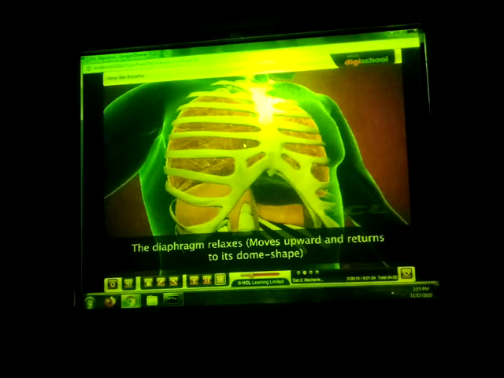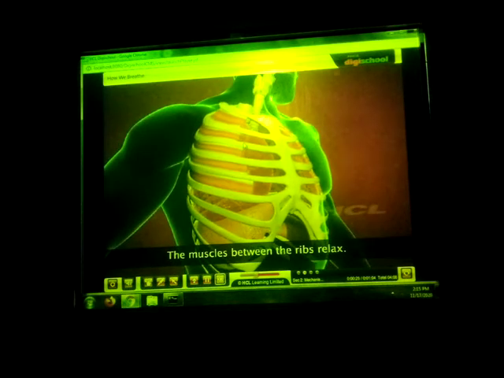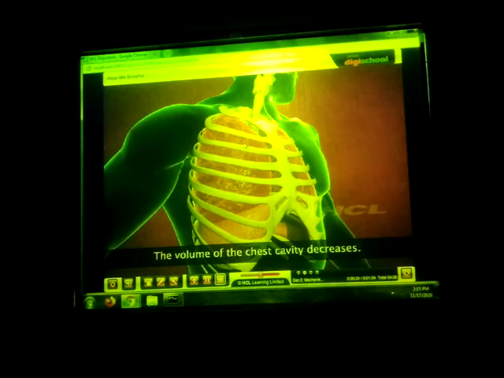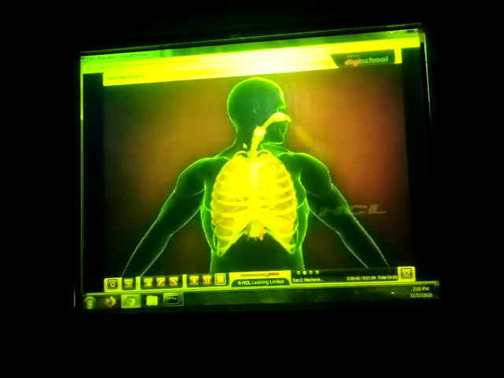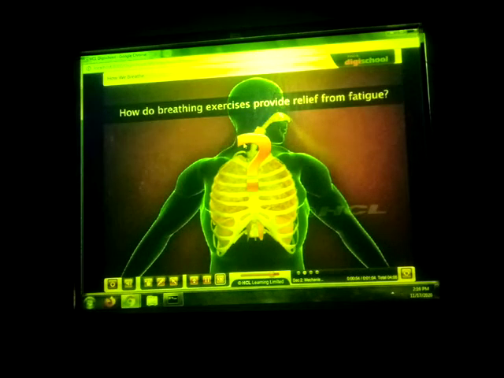Now, the muscles of the diaphragm relax and it returns to its dome shape. Simultaneously, the muscles present between the ribs relax, bringing the rib cage back to its original depressed position. These changes cause the volume of the thorax to decrease, which in turn causes the air pressure inside the thorax to increase and causes air to leave the lungs. This completes one breathing cycle, and the process starts anew with the next inhalation. Why do doctors recommend breathing exercises to get relief from fatigue?